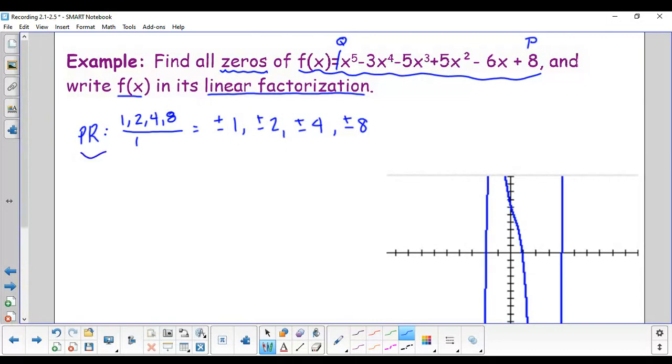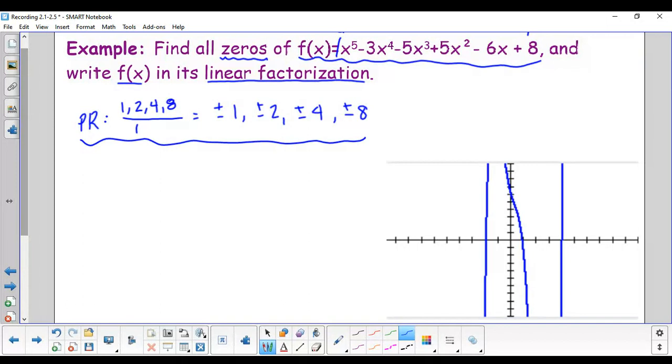Once you've identified your possible rational zeros, the next thing I tell students to do is to graph it. Now you can see I've already included the graph here. And as I look at this graph, I can clearly see the graph is crossing in 3 spots. Now, I'm a little perplexed by this because this is a degree 5 polynomial. And because it's a degree 5 polynomial, I know I should have up to 5 zeros.